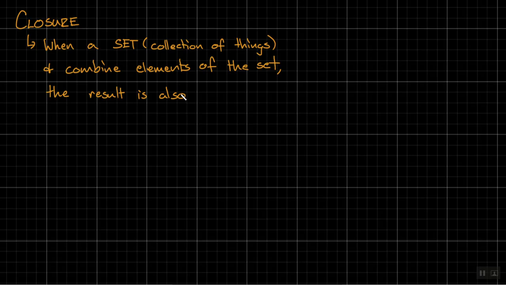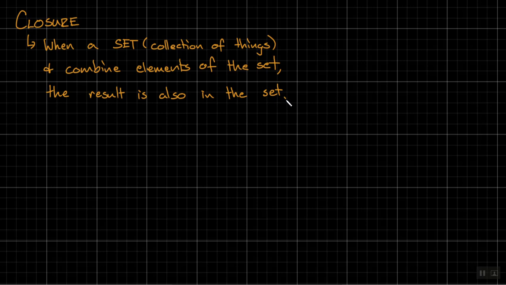I'm going to write that down because I can't tell for sure. The result is also in the set. If you add two polynomials, you get a polynomial. If you add two real numbers, do you get a real number? Yeah. If you multiply two real numbers, do you get a real number? If you subtract, do you also? So we say the set of real numbers is closed under those operations.